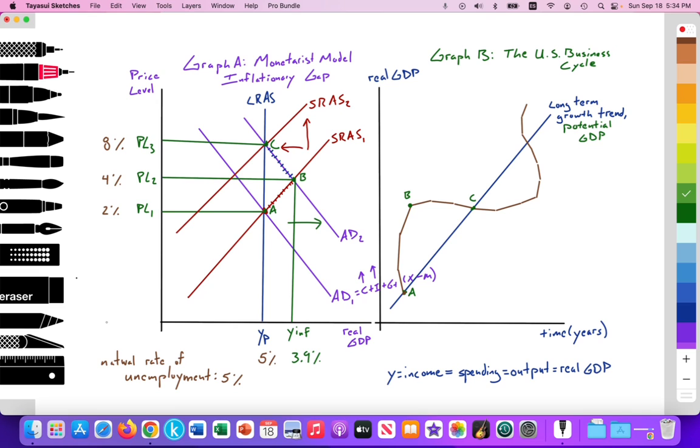Let's see if I can make a few notes here. We're at AD1 equals SRAS1 equals LRAS. That provides an equilibrium level of GDP at YP, and an equilibrium price level at PL1. Here we're fully employing our resources. We're at the natural rate of unemployment in the United States at about 5%, and inflation is at about 2%.